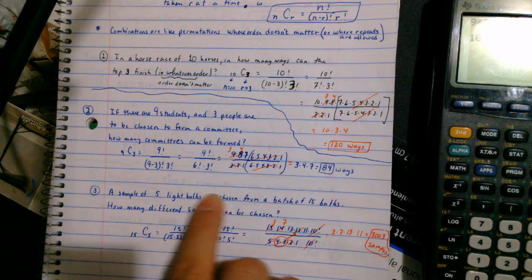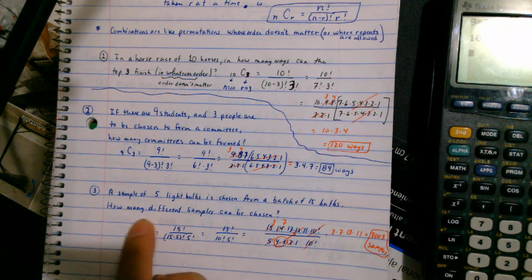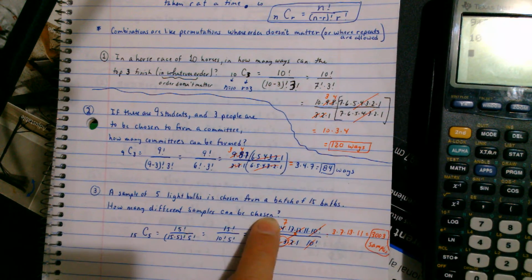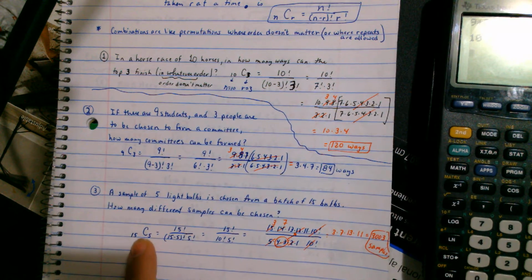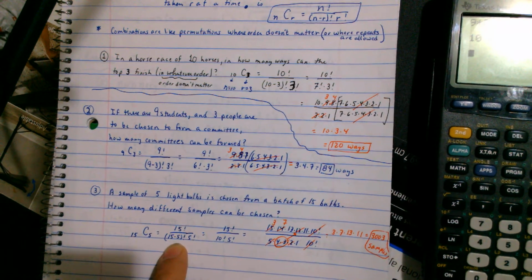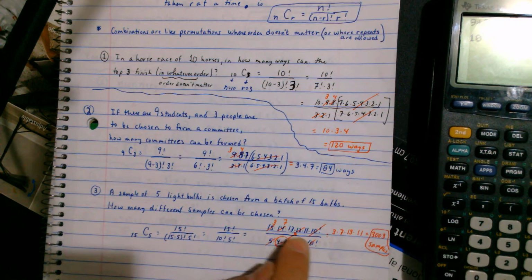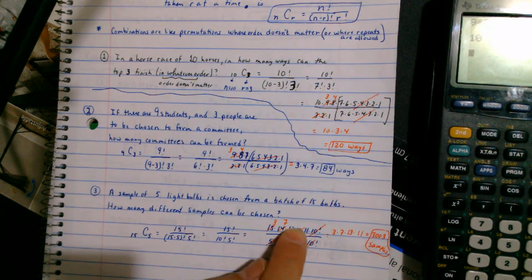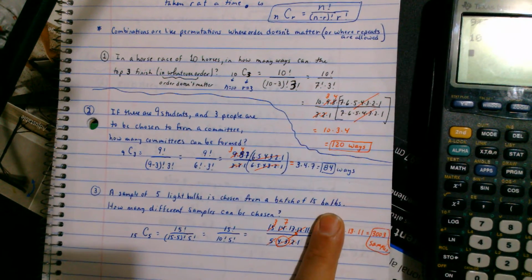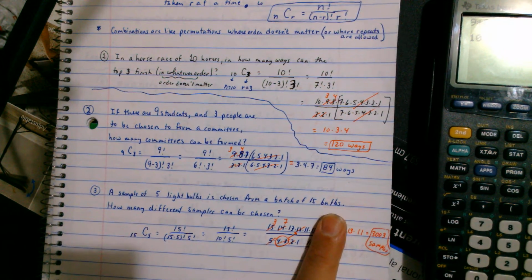Then a sample of 5 light bulbs is chosen from a batch of 15. How many different samples can be chosen? So out of the 15 bulbs, I'm going to just choose 5. It could repeat randomly. So 15 factorial over 15 minus 5, which is 10 factorial, times 5 factorial. When I count backwards from 15, I'm going to catch a 10 right there. So I'm going to have 11 to 15 backwards, and then I have 5, 4, 3, 2, 1.